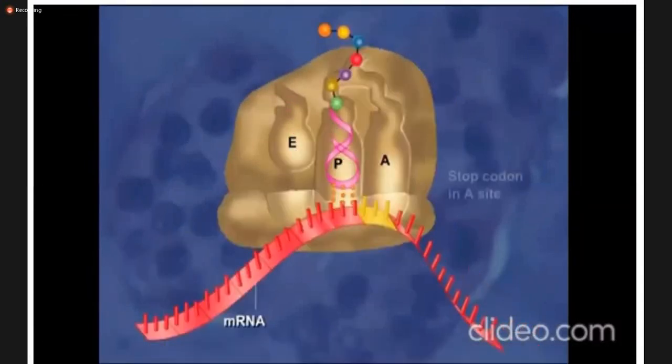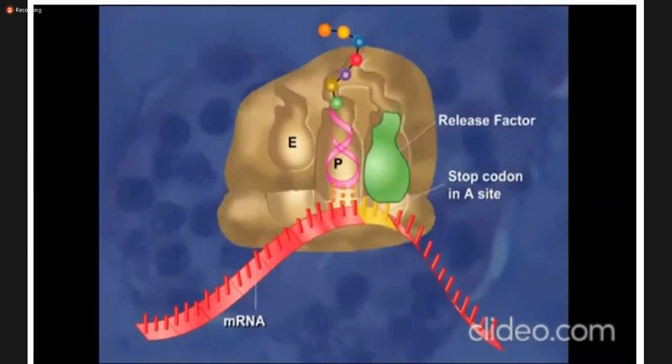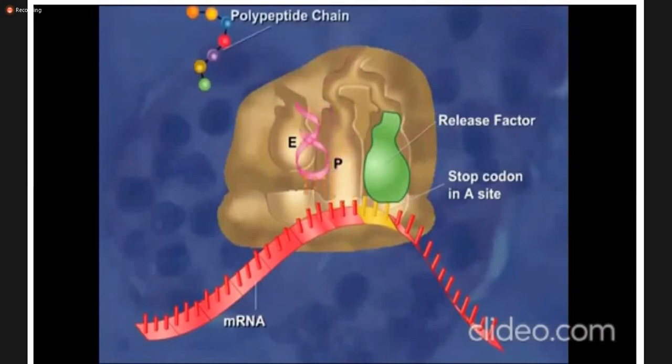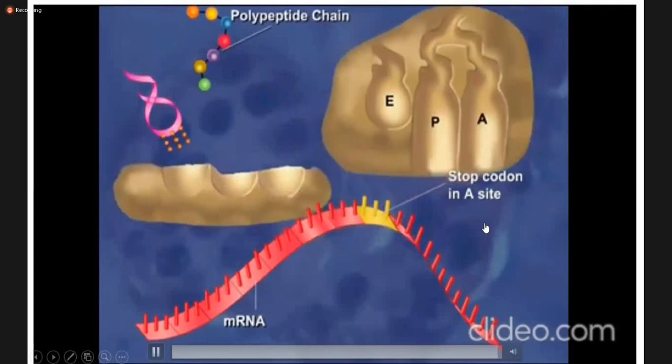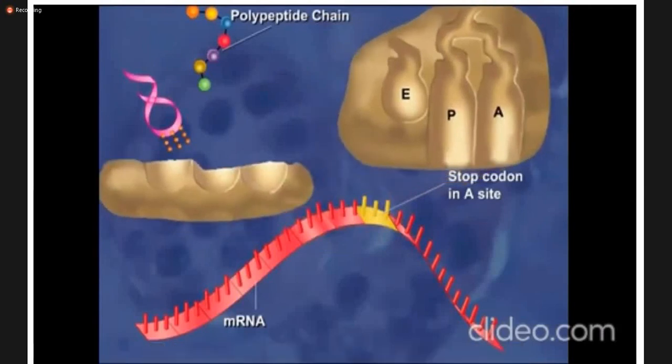Termination begins when a stop codon appears in the A site. Since there is no tRNA corresponding to the stop codon, a release factor binds in the A site. The binding of the release factor causes the polypeptide chain to be cleaved from the tRNA. The polypeptide is released, and then the tRNA is released. In the last step, the two ribosomal subunits and the mRNA dissociate from each other. This completes the termination process.